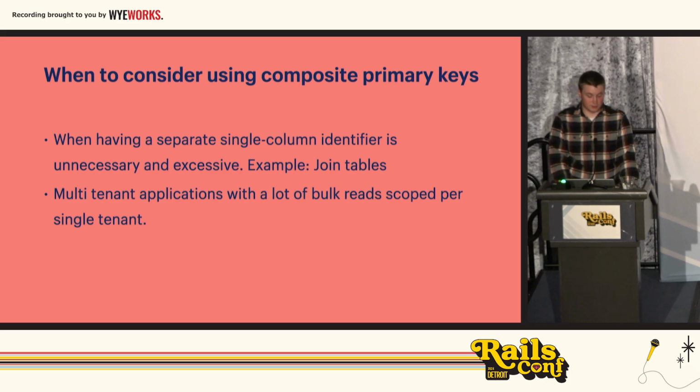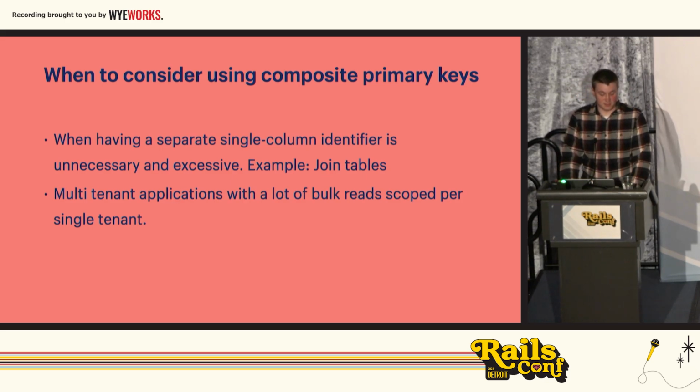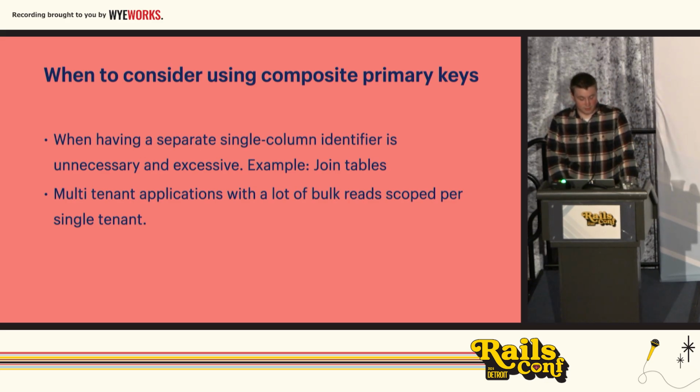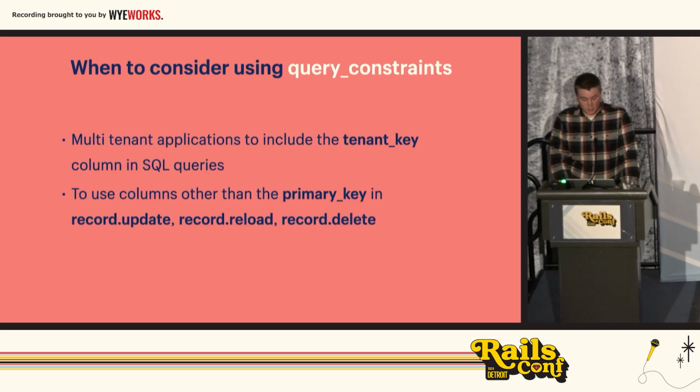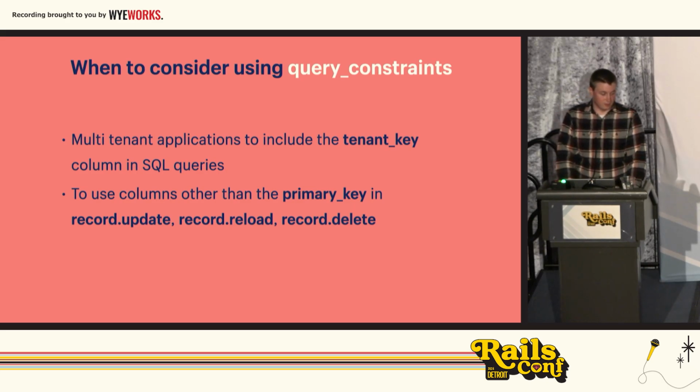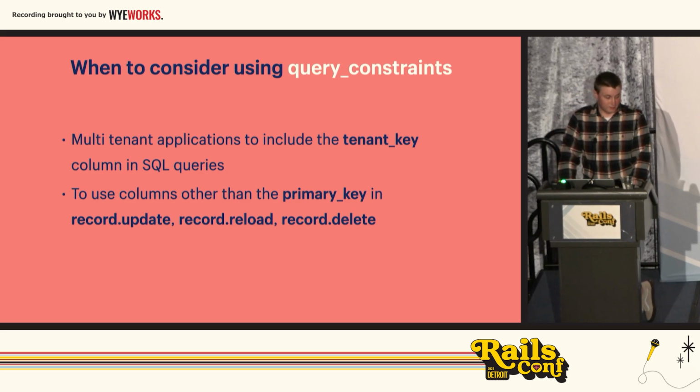You should consider using composite primary keys when having a separate single column identifier is unnecessary and excessive, like in join tables, and multi-tenant applications with a lot of bulk reads and updates scoped per single tenant. You should consider using query constraints to make sure you include your tenant key in all of your SQL queries, or just in general to define any columns other than the primary key in update, reload, and delete actions.